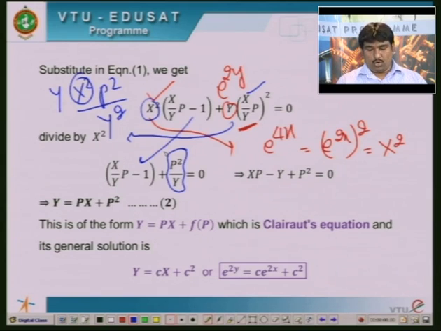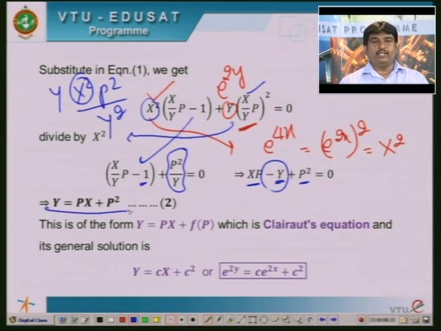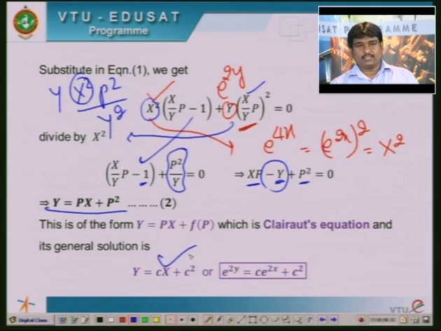Now multiply throughout by y. When you multiply by y, you will get xp here. Minus 1 into y is minus y, and y gets cancelled here, so it is only p square. Xp minus y plus p square equals 0. You shift this term to the RHS to get y equals p capital X plus p square. This is Clairaut's equation in terms of the new variables capital X and capital Y, and hence its solution is y equals cx plus c square. I have replaced capital P by c.